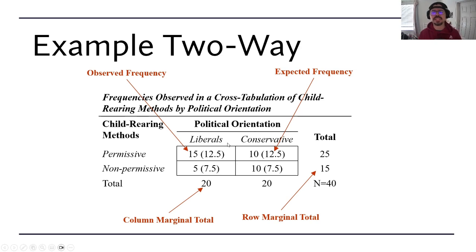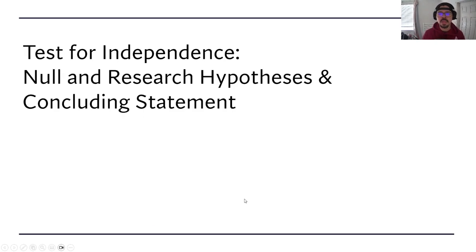And we would do this separately for each different cell that we have. Remember that in order to calculate degrees of freedom, we would take our number of rows, we have a total of 2 rows here, minus 1, multiplied by our number of columns. We have 2 columns here, minus 1. Okay, so test for independence. This is our two-way chi-square.